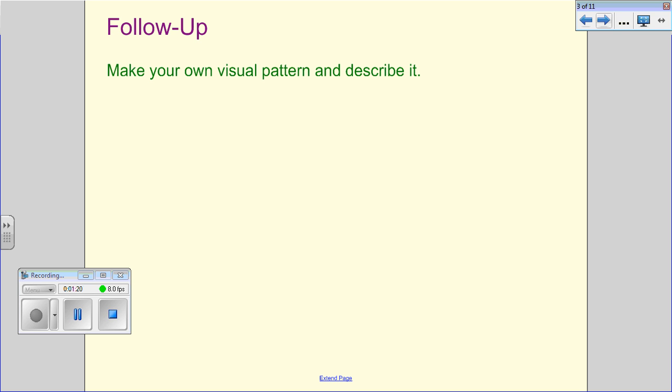The follow-up, this is what we'll take a look at and discuss in class, but on your own, what I want you to be doing is pausing the video now and making your own visual pattern and describing it. We've got a lot of options out there. This is where you get to show me your creative side. I suggest pausing it, or getting through the video and going back, but the follow-up needs to be done. We will check it in class.